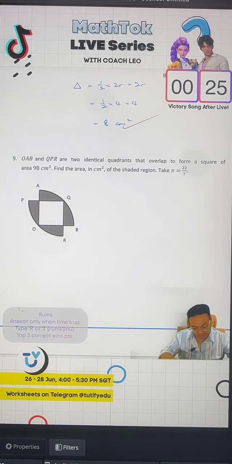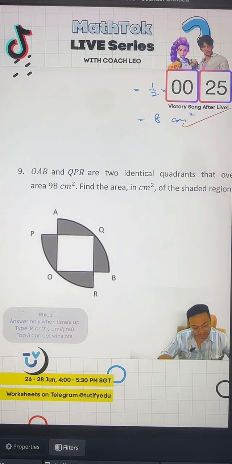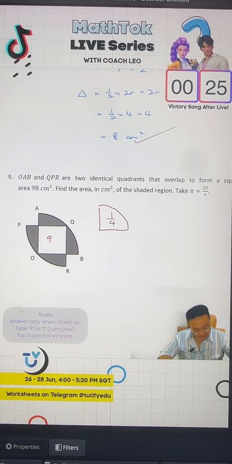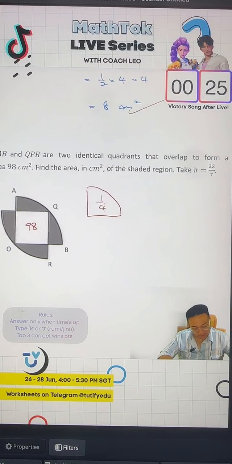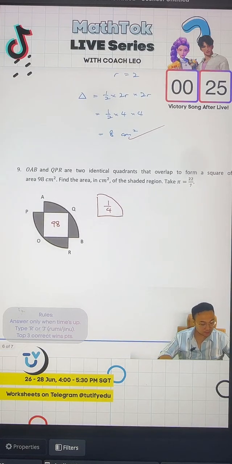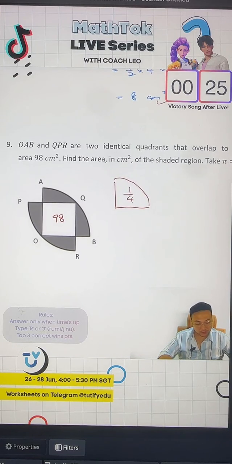OAB and PQR are two identical quadrants. What is a quadrant? A quadrant is 1/4 of a circle. And they overlap to form a square, and the area of the square is 98 cm squared. Find the area of the shaded region. Students, this is really not very straightforward. You need to use your visualization skills.